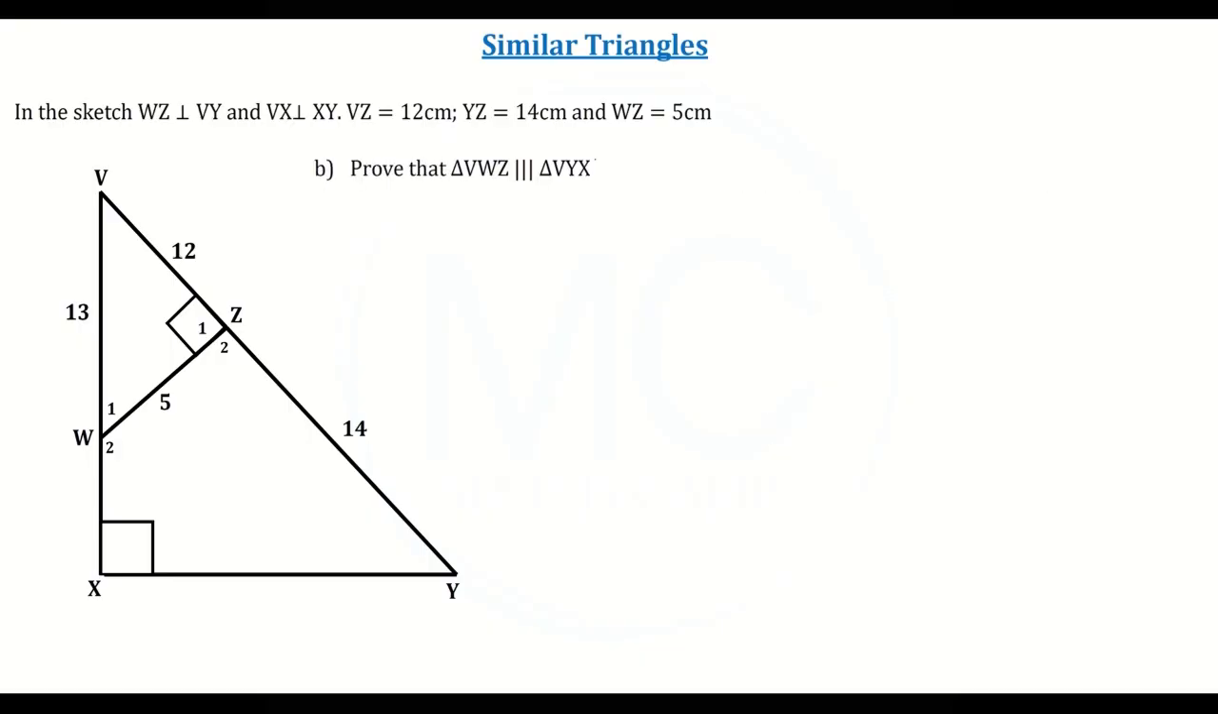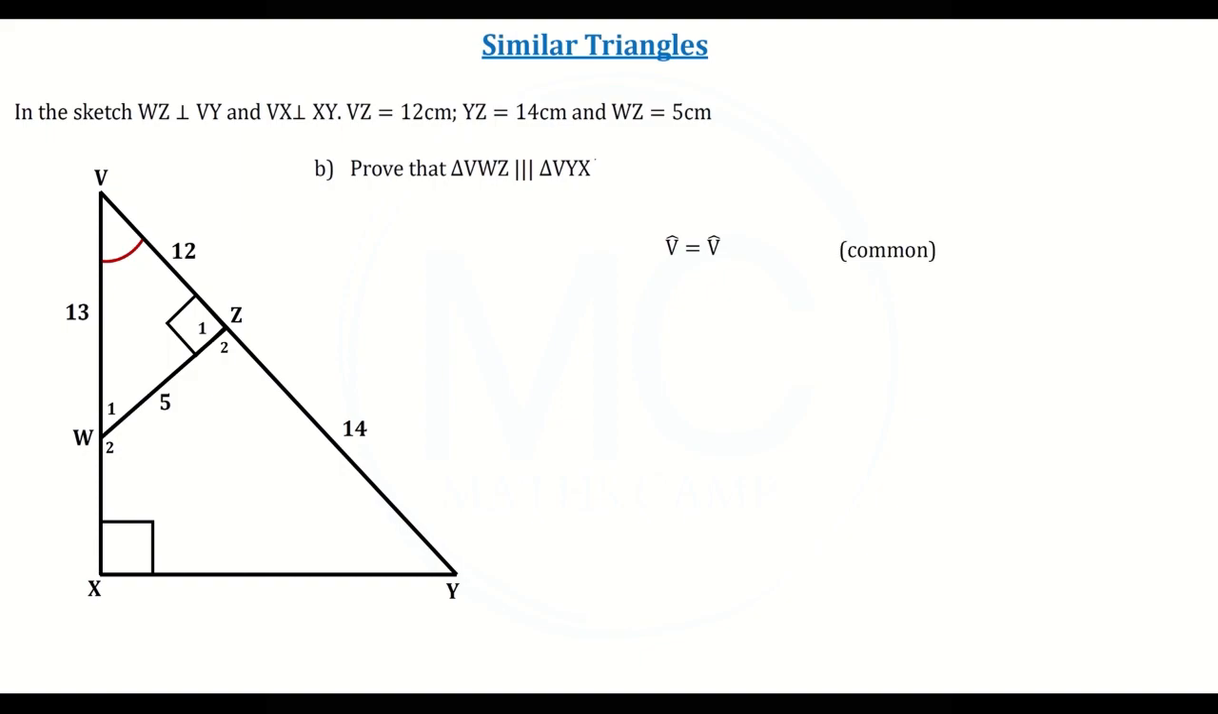Now we can move on to part B. Prove that triangle VWZ is similar to triangle VYX. We don't know the lengths of all of the sides of our triangles, so we need to use corresponding angles. V is the first letter in VWZ and in VYX, so angle V is the same angle in both triangles. So let's mark it in our diagram in red. Now we can say angle V is equal to angle V because it is common to both triangles. So we use common as our reason.